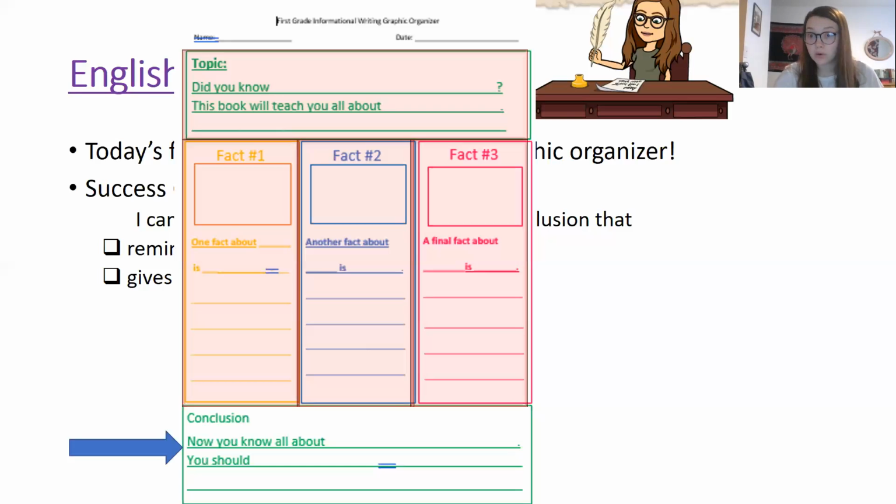Tomorrow, we are going to be taking our graphic organizer and putting it in a booklet, just like we do in the classroom, where each part of your writing will be on different pages.